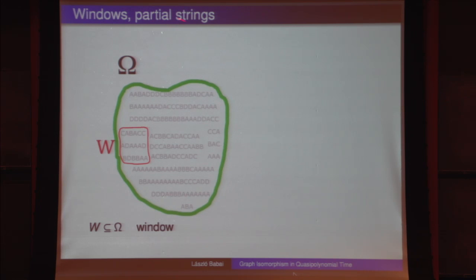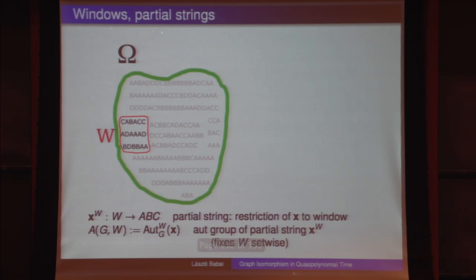So what's a window? A window is just a subset of the domain on which my string is defined, and the partial string corresponding to a window is that I make that part of the input visible. So x restricted to w denotes the restriction of the input string x to this window w, and I am going to use the notation AGW. What is this? This is the set of those G automorphisms of x which respect this restriction to the window. So I don't know what happens with the rest of the input, but this part of the input is respected. And of course, there is an analogous definition for isomorphisms.